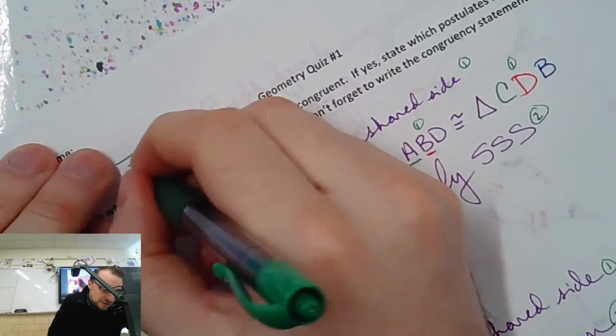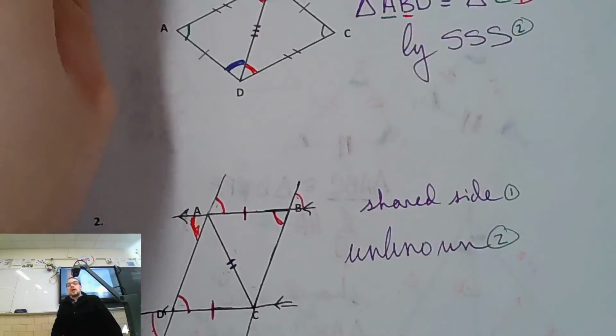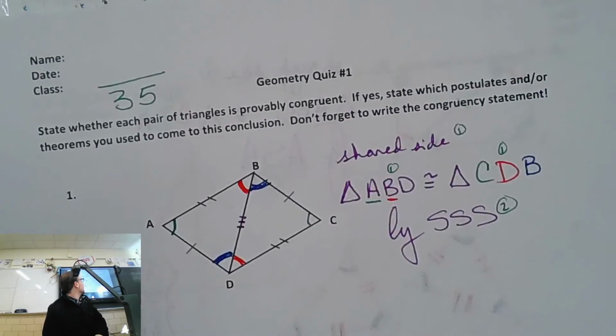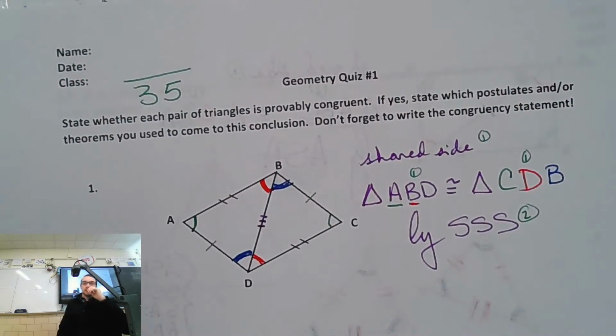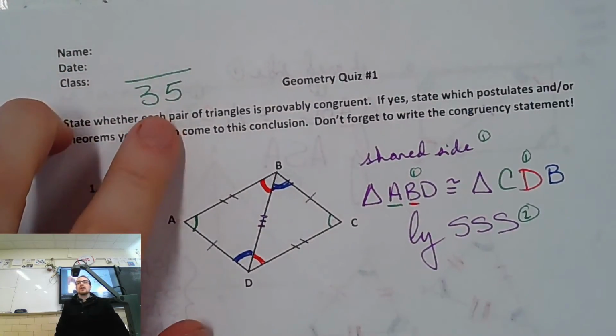So here's what you got to do first. First, calculate your score out of 35. Subtract the number wrong out of 35. So if you missed 3, you would get a 32 out of 35.